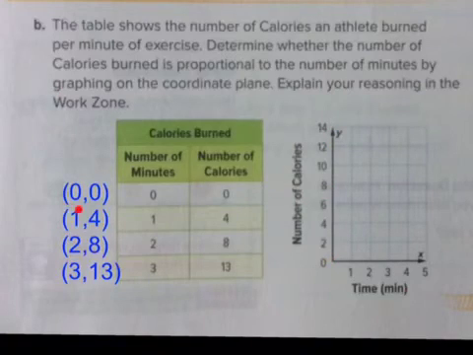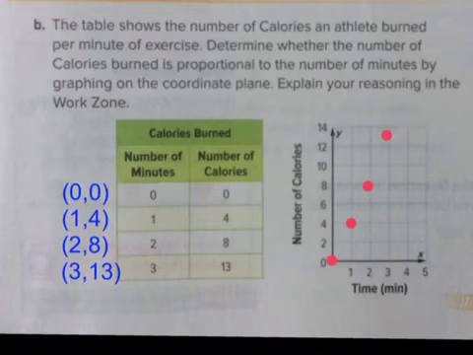So you can see here that we have 0, 0. That'll be our first point right there. Then we have 1 minute and 4 calories. So we go 1 and we go up to 4. There should be our second point. 2 and 8, and 3 and 13, right in the half there. And there are my points.